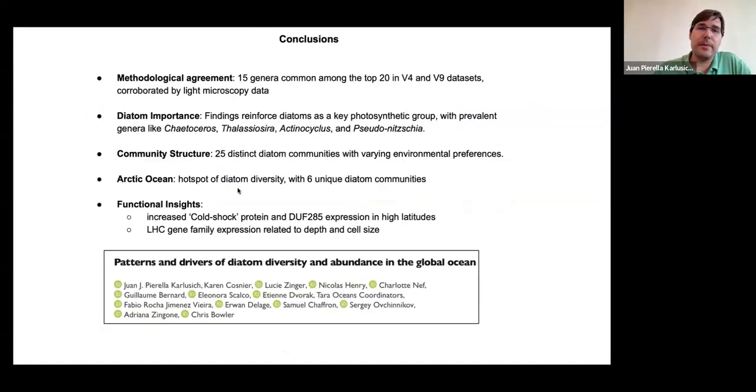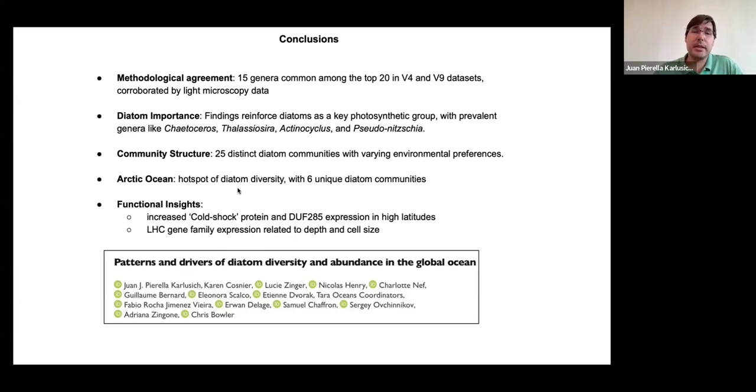But well, in conclusion, I want to highlight that we can obtain different conclusions from the point of view of methodological information, but also from the point of view of diatom community, diatom functional diversity and functional acclimation. We obtained a high methodological agreement between the two different molecular approaches that we used for metabarcoding, targeting the V4 and V9 regions of the 18S ribosomal RNA gene. There were 15 genera common among the top 20 in both V4 and V9 datasets, and this was also corroborated by optical microscopy.